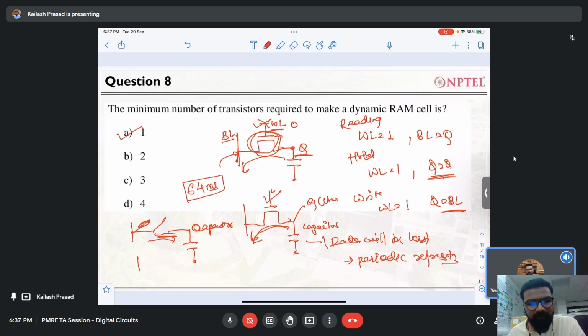Anybody knows in our laptop where the DRAM cells are used? Anyone? In your laptop or mobile, where are the DRAM cells used? I want some answer.